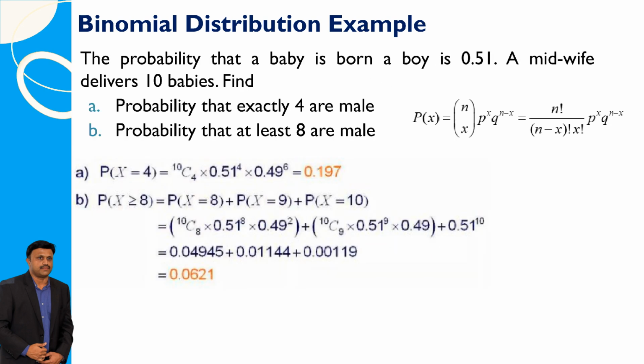Given that the probability of a baby being born male is 0.51, and a midwife delivers 10 babies, the probability of exactly 4 babies being male is 0.197, while the probability of at least 8 babies being male is 0.0621. Both answers are calculated using the binomial distribution formula.